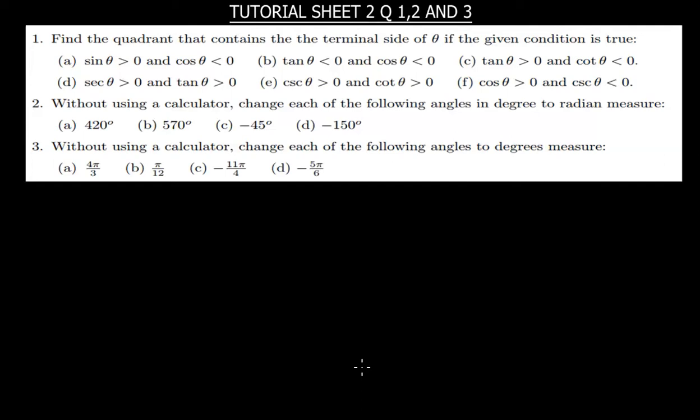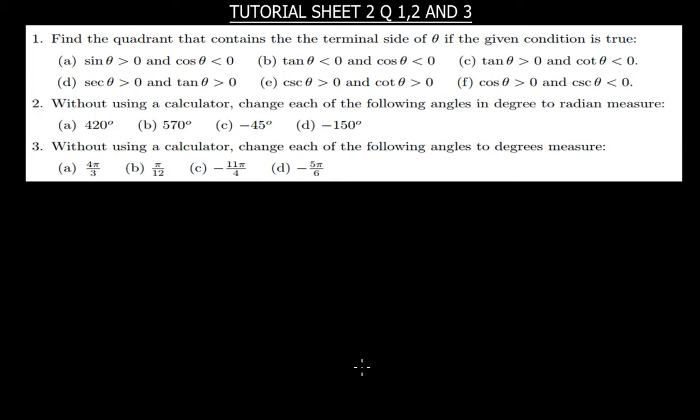Hi everyone, so this is tutorial sheet 2, question 1, 2 and 3. So I left these questions, but some people came back and said no, please, we need the solutions for those questions. That's the reason why I've come back to answer them again. So now I'm going to answer question 1, question 2 and question 3 in one tutorial.